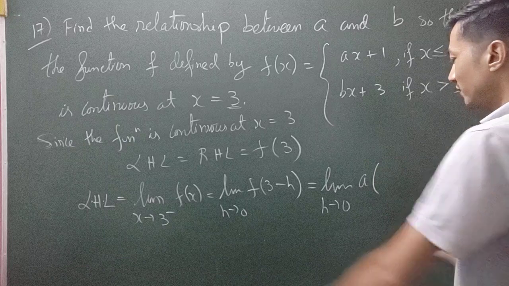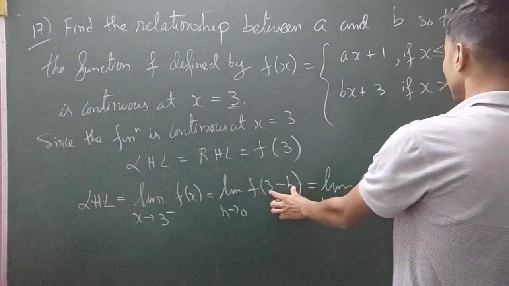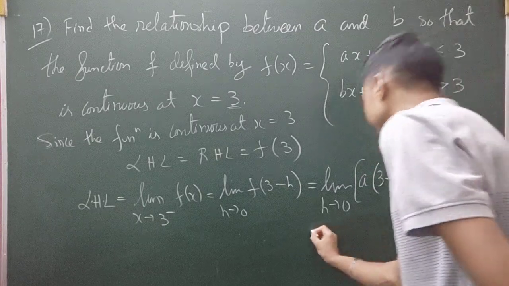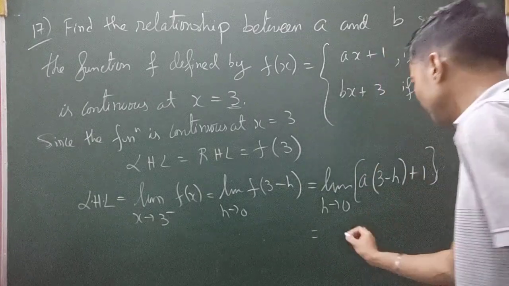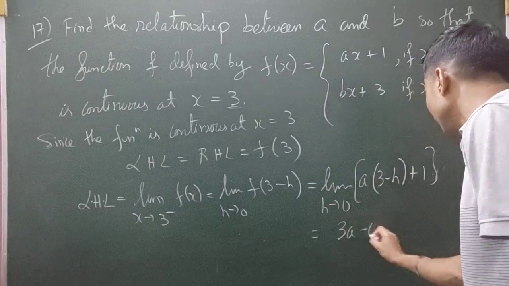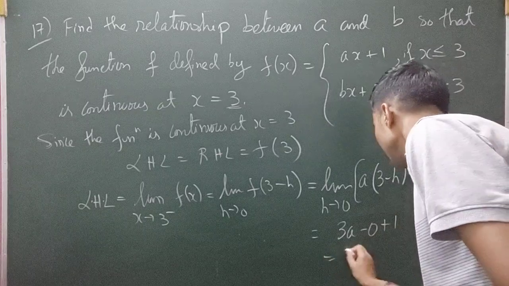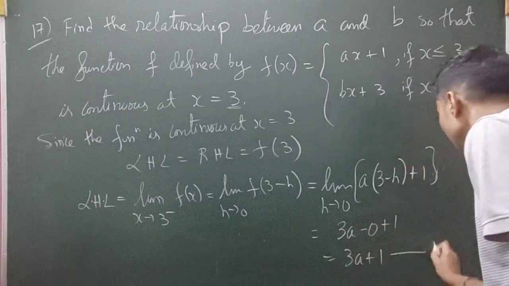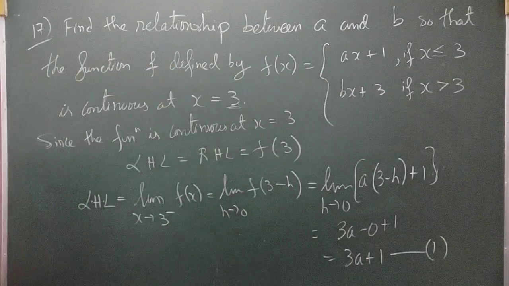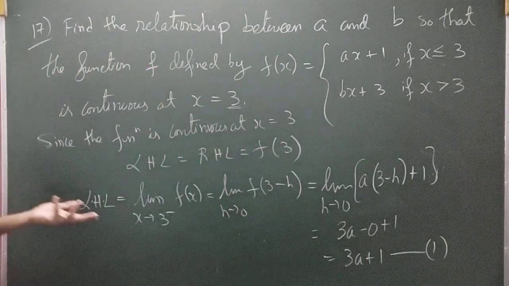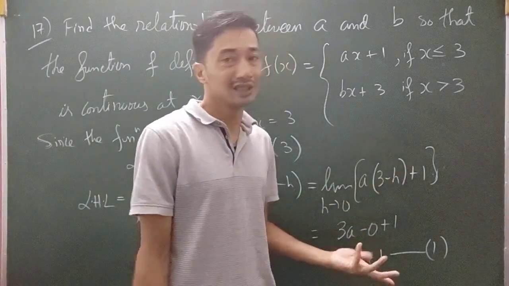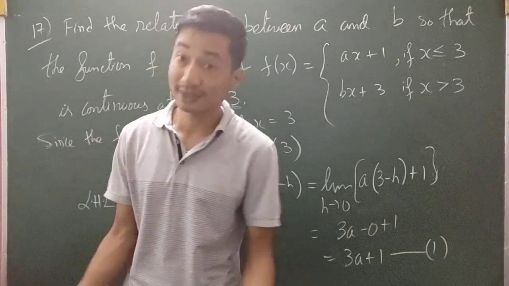That's going to be a, what is the value of x here? 3 minus h plus 1. So I'm going to directly substitute the value of h, so that's going to be 3a minus 0 plus 1. So what do we get? 3a plus 1. I'll just mark this as equation 1. Directly I'm doing it because it's all the same. It's not very difficult because h tends to 0, so h equal to 0, so ah will be 0, so I'm just doing it directly. It's all the same.